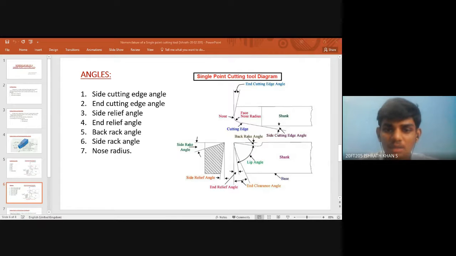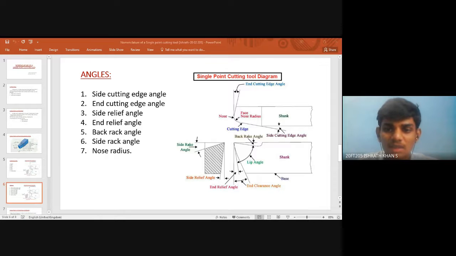The back rake angle is the angle between the tool face and a line parallel to the base of the tool, measured in a plane perpendicular to the side cutting edge. The back rake angle is positive if the side cutting edge slopes downwards from the point towards the shank, and the back rake angle is negative if the slope of the side cutting edge is reversed.